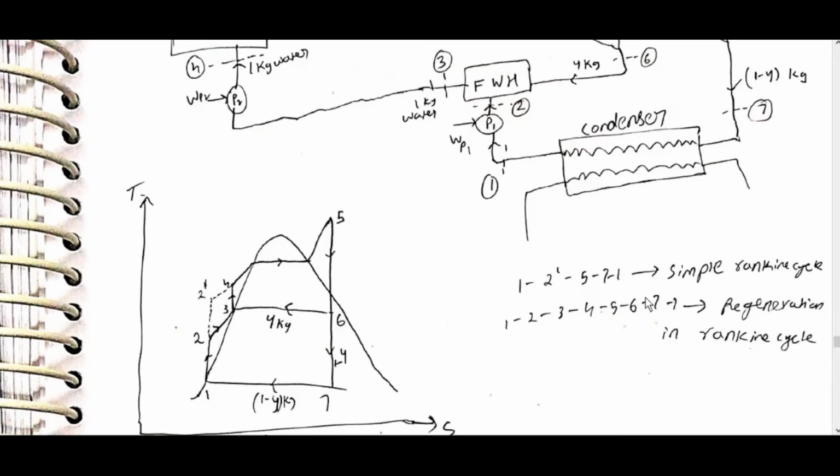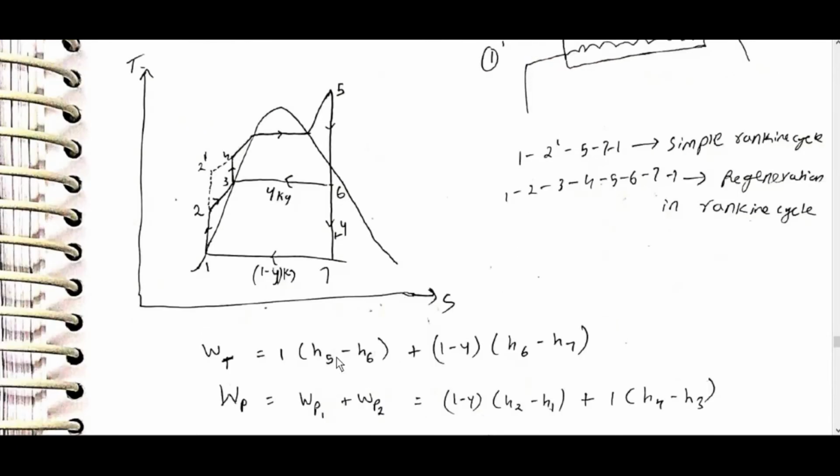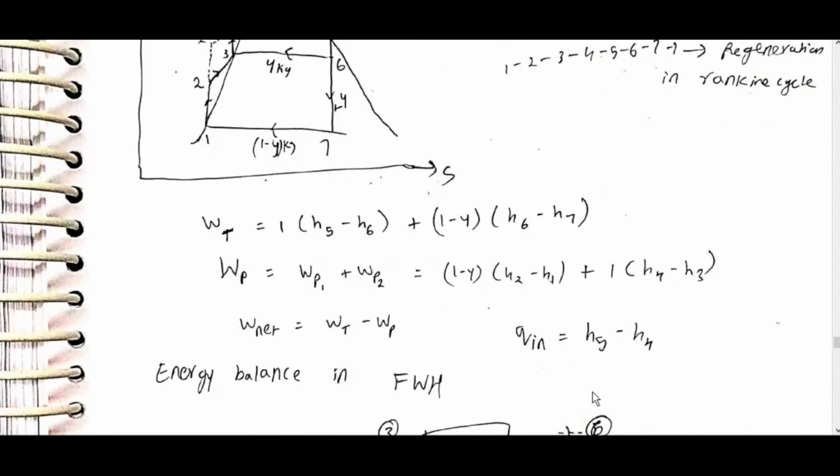1 2 prime 5 7 1 is the simple Rankine cycle. 1 2 3 4 5 6 7 1 is the regenerative Rankine cycle. W turbine is equal to 1 into H5 minus H6 plus 1 minus Y into H6 minus H7. W pump is equal to WP1 plus WP2, is equal to 1 minus Y into H2 minus H1 plus 1 into H4 minus H3. W net is equal to W turbine minus W pump.